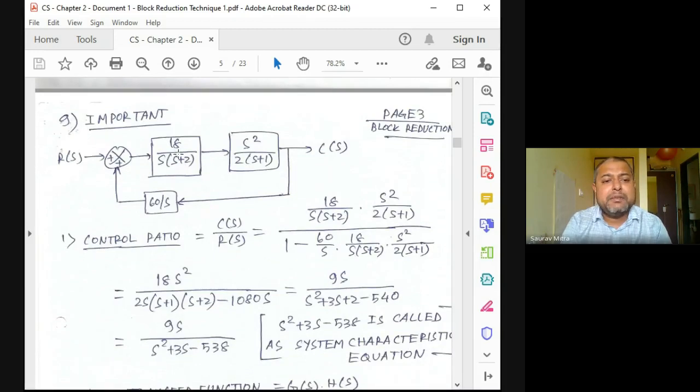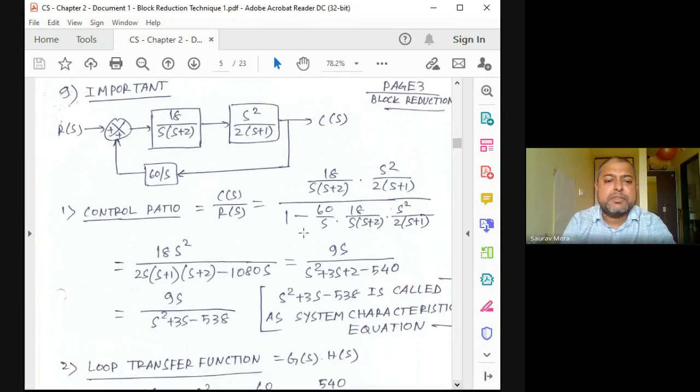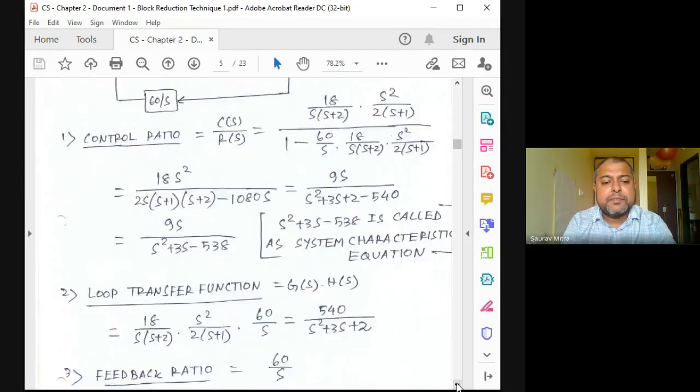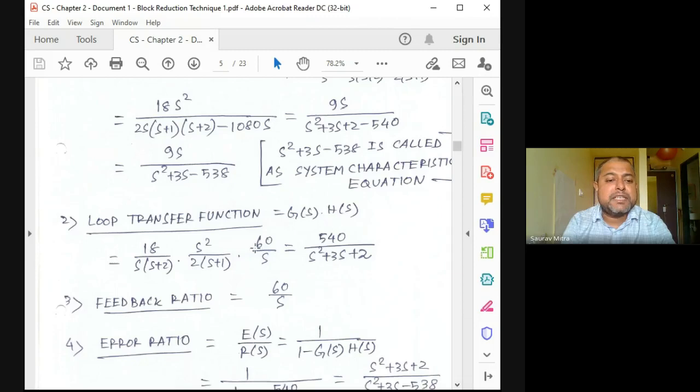So here we can find out what the OLTF is. It is nothing but 10 by S into (S plus 2) multiplied by S square by 2 into (S plus 1) multiplied by 60 by S. First they have found the closed loop transfer function, which is 9S by S square plus 3S minus 538. Then they have just multiplied G(s) and H(s) and found the loop transfer function, or open loop transfer function. Previously C(s) by R(s) is called the closed loop transfer function, and only G(s) H(s) is called the open loop transfer function.